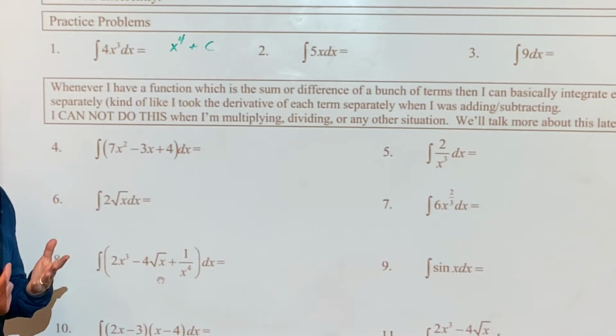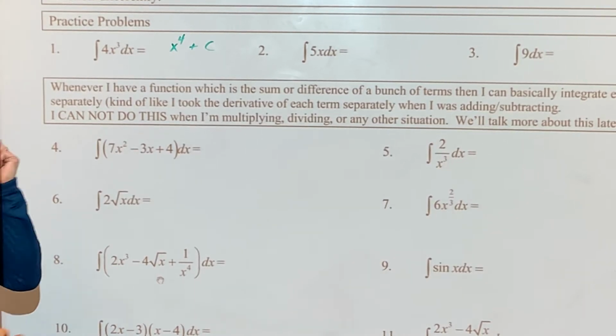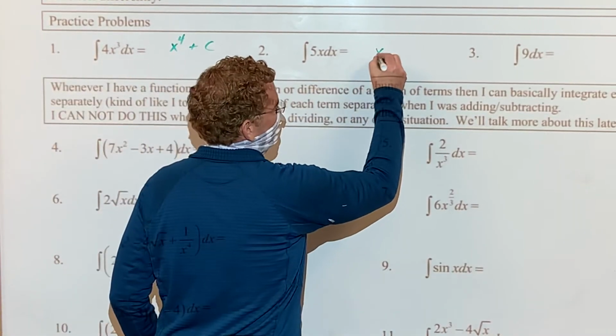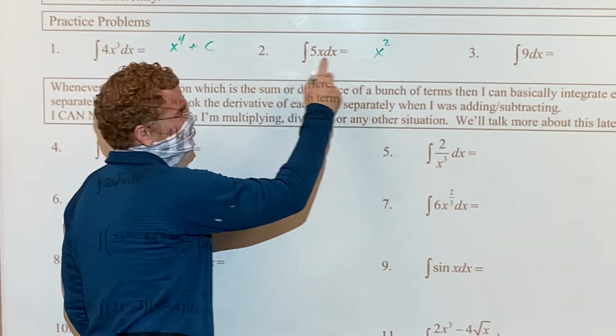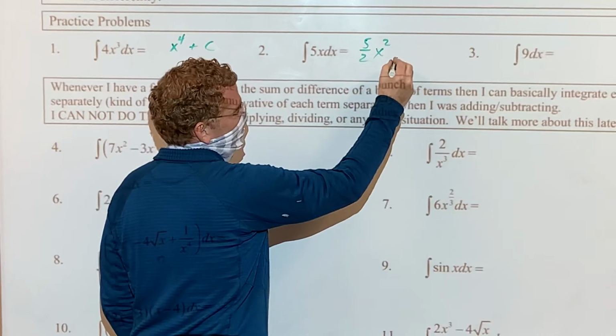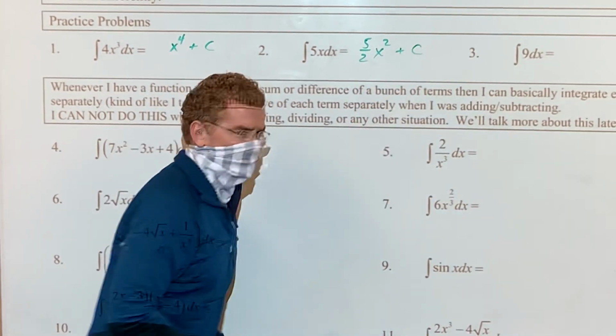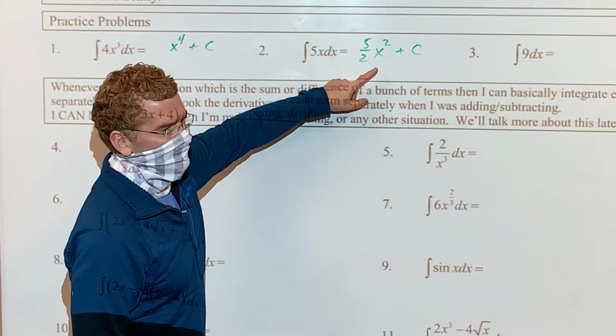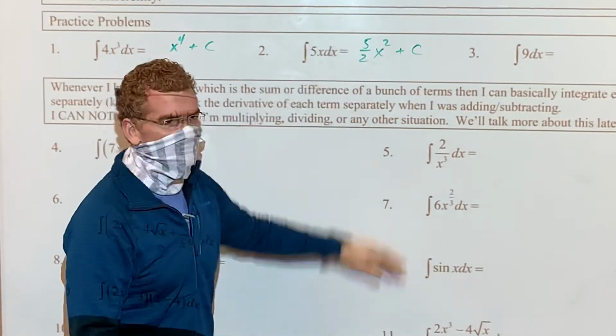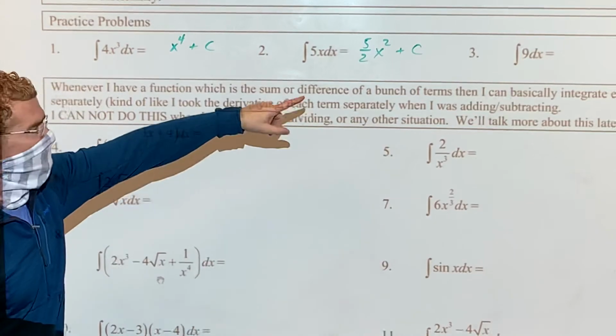Well, it's x to the first, so increase the power by 1 gives me x squared. Divide that new power, which is a 2, into the 5. And then plus c. If you're not sure if you've done it right, take the derivative of that. What do you get? 10 halves x, which is 5x, plus 0. Bam!